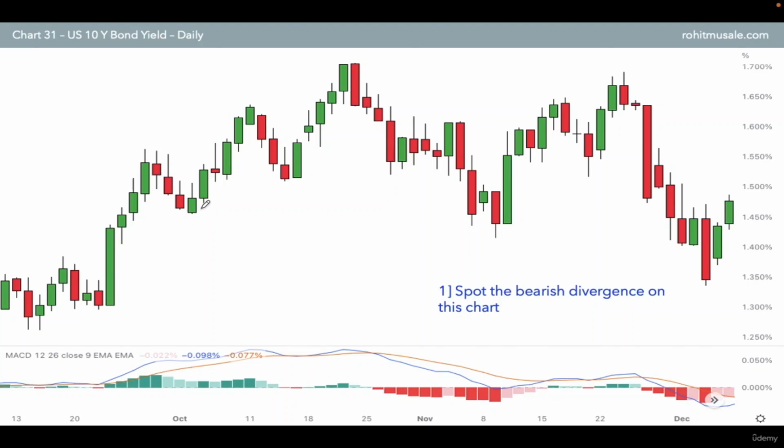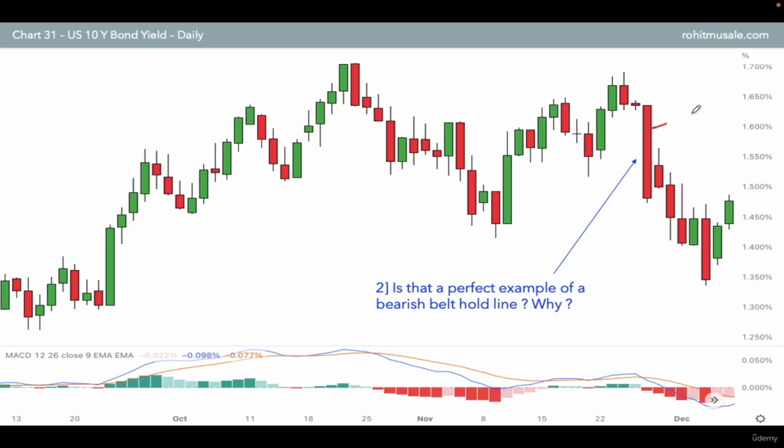So in this section, we will look at global interest rates. So this is chart number 31. The US 10-year bond yield is a daily time frame. Again, I have drawn the MACD here. Question number 1, spot the bearish divergence on this chart. Question number 2, is that a perfect example of a bearish belt hold line and why?